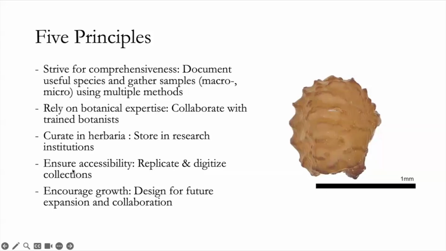In order to ensure accessibility, we wanted to collect. So I mentioned that we tried to collect many kinds of samples and as many species as possible. Each one of those species and each one of those samples, we collected 6 duplicates of in order to distribute to the 4 different herbaria in East Africa that we're working with.